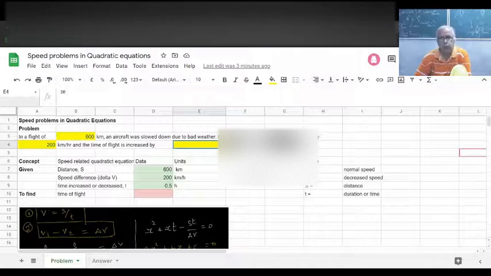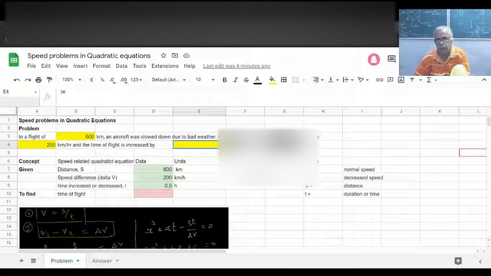In this tutorial, I'll be explaining the speed related problem in quadratic equation. Generally, quadratic equations are represented by ax squared plus bx plus c equal to 0. You know very well a is the coefficient of x squared, b is the coefficient of x, c is the constant, and we can solve this quadratic equation by different methods, like applying the factorization technique or the quadratic formula, or we can also use the completing the square method.